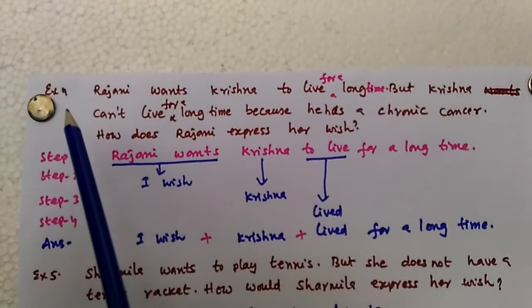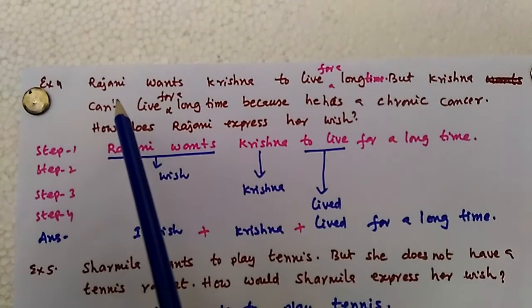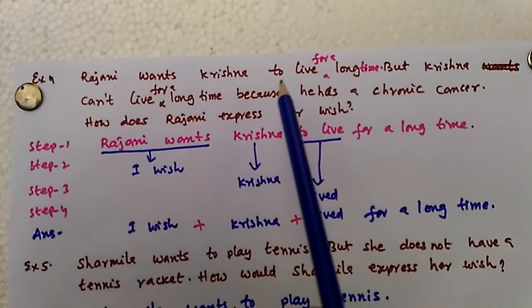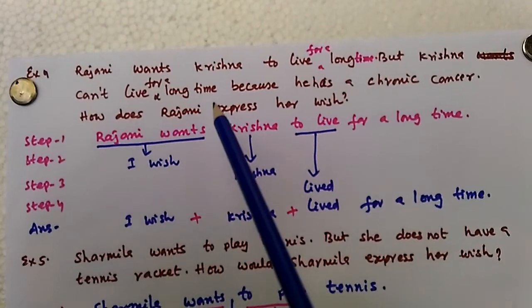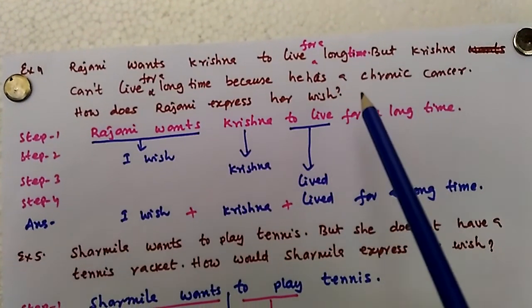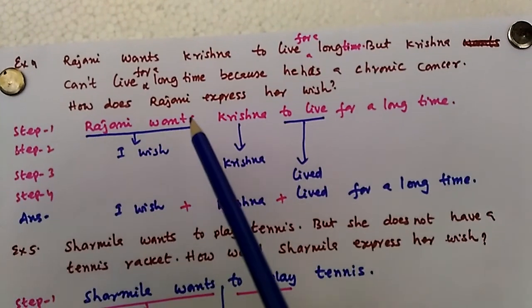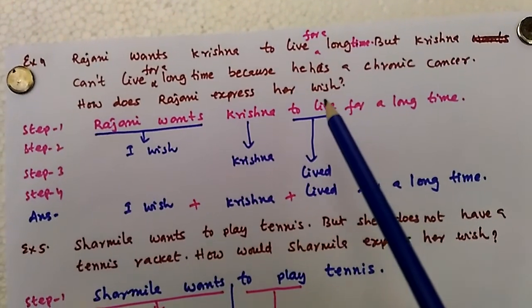Let us do an exercise. Example number 4. Rajani wants Krishna to live for a long time, but Krishna cannot live for a long time because he has chronic cancer. How does Rajani express her wish?